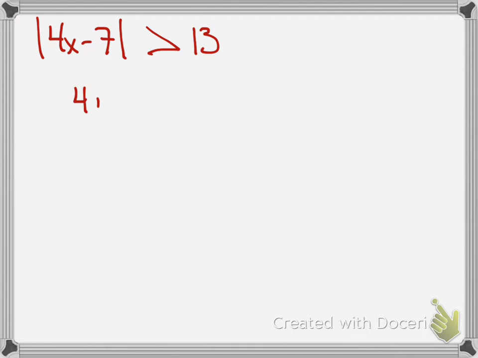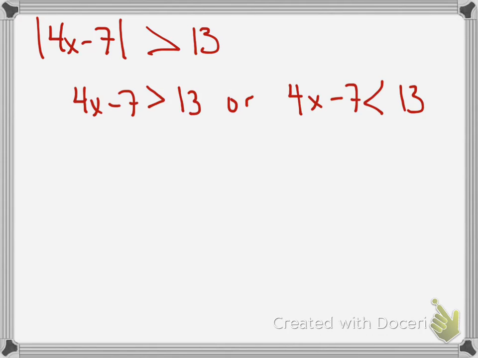Okay, so here is the absolute value of 4x minus 7 greater than 13. Okay, so I'm going to say 4x minus 7 is greater than 13, or 4x minus 7 is less than negative 13. And then again, I would just do what I normally have to do to solve: add 7, and then divide by 4. Notice I'm going to add 7 to both of these and then divide by 4.